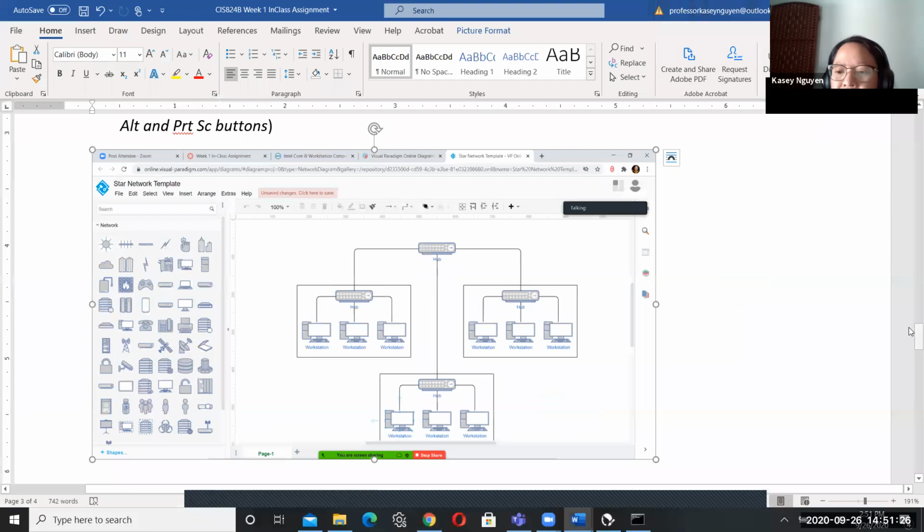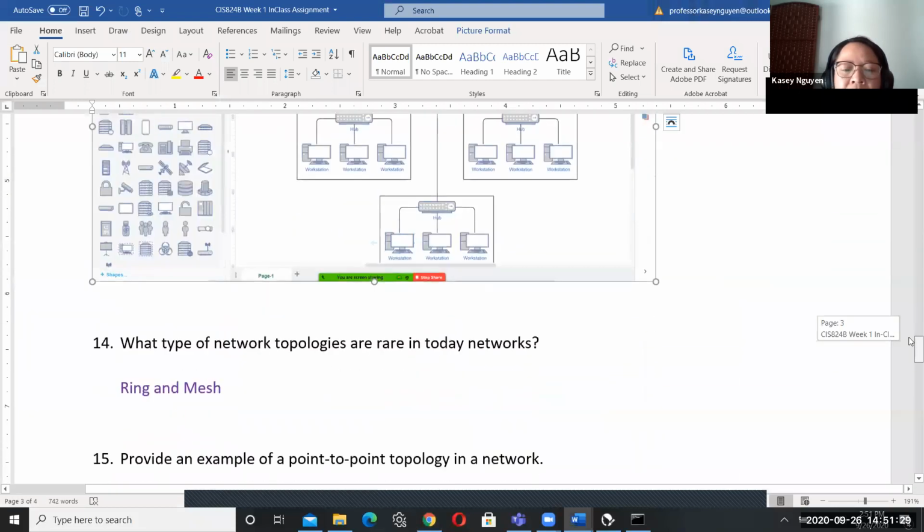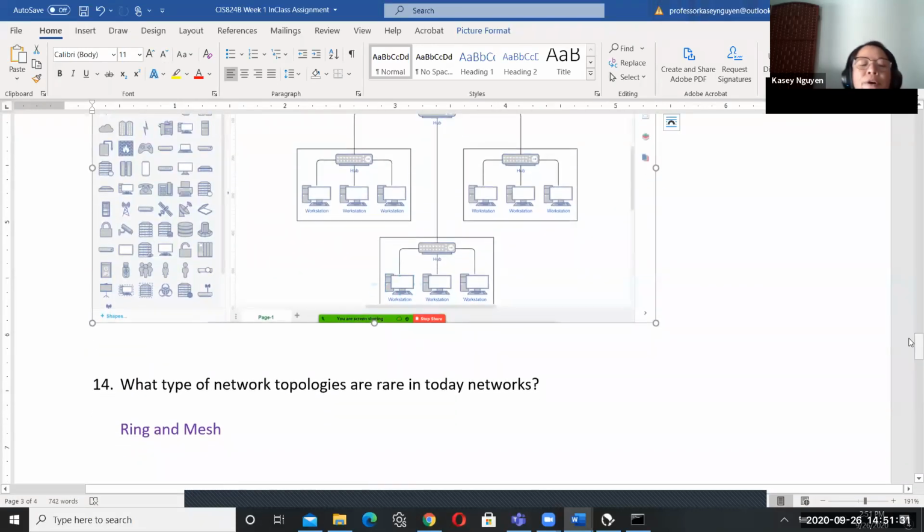So once you have your screen capture, you know that ring and mesh are rare in general because of cost, and we have better ways to do our topology design, but that's legacy. You do see some of it, but it's rare. So ring and mesh are rare in today's world.